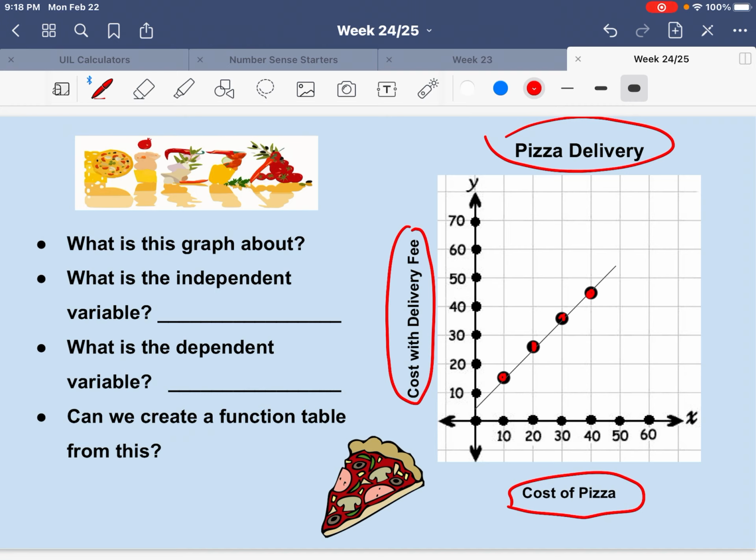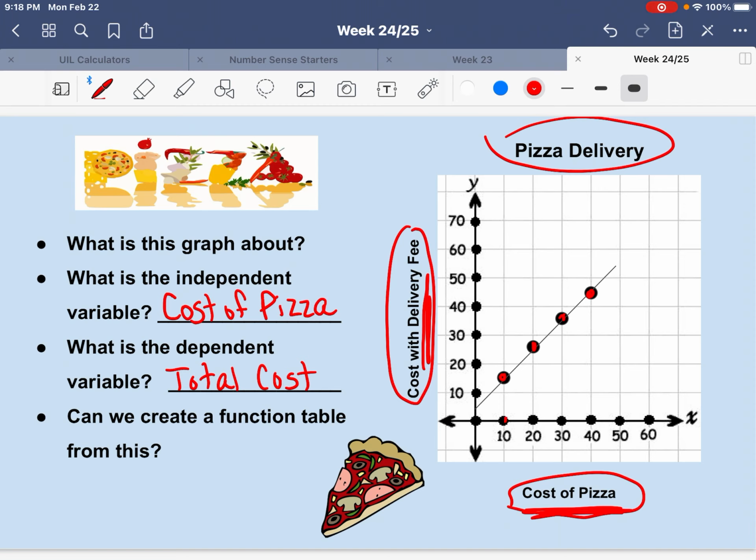What is the independent variable? It's right here. The independent variable is always on your x-axis. Oh, the cost of the pizza. Okay. What is the dependent variable? The cost with delivery fee. I'm going to write that out as total cost. Looks like there's a delivery fee for that pizza. Can we make a function table with this?